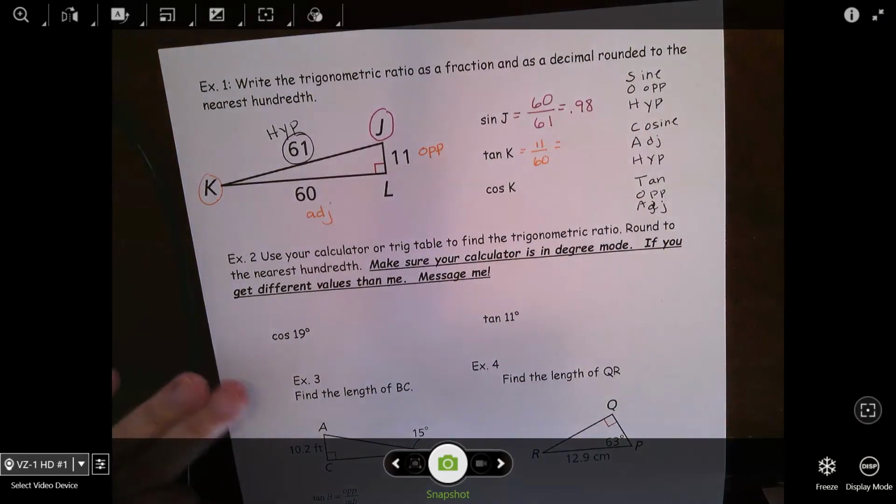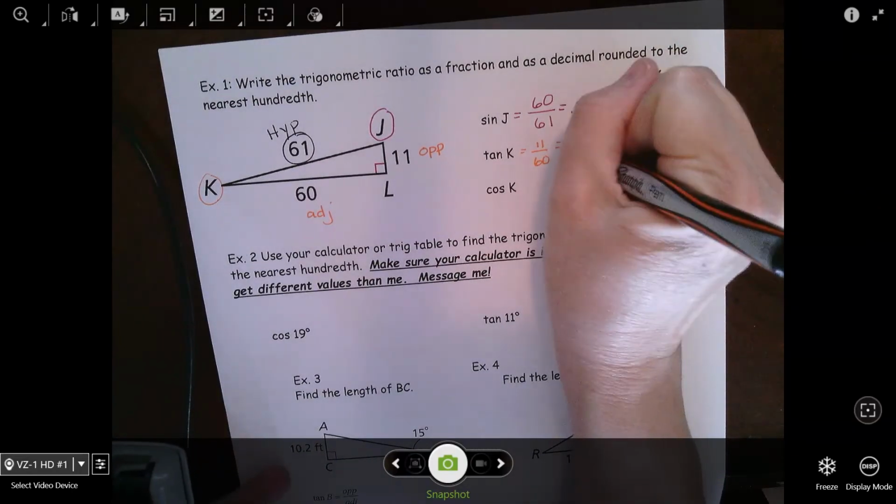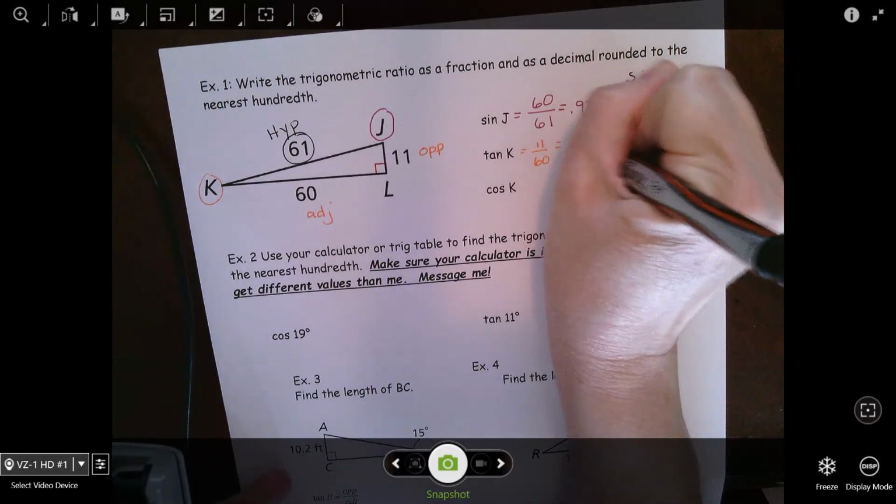Okay, and I'm just going to divide that. If you don't mind, I'm not going to show you the division on the calculator because I think you all know how to do that. So that's going to be 0.18.